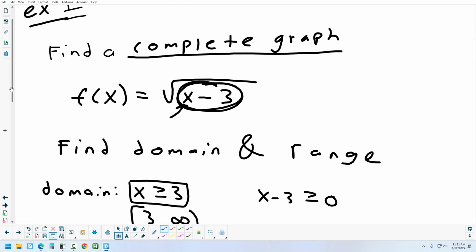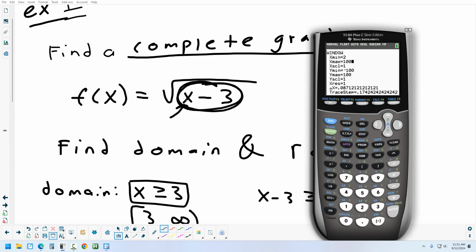If you plugged in 100 right there, what would you end up with under the square root? 97. And the square root of 97 is pretty close to what number? 10. Yeah, it's pretty close to 10. The square root of 100 is 10. The square root of 97 is probably like 9.8, 9.9, something like that. So I would say for my y max, we can just leave that at 10. Y min, let's try the standard negative 10 to 10. All right, let's hit graph.